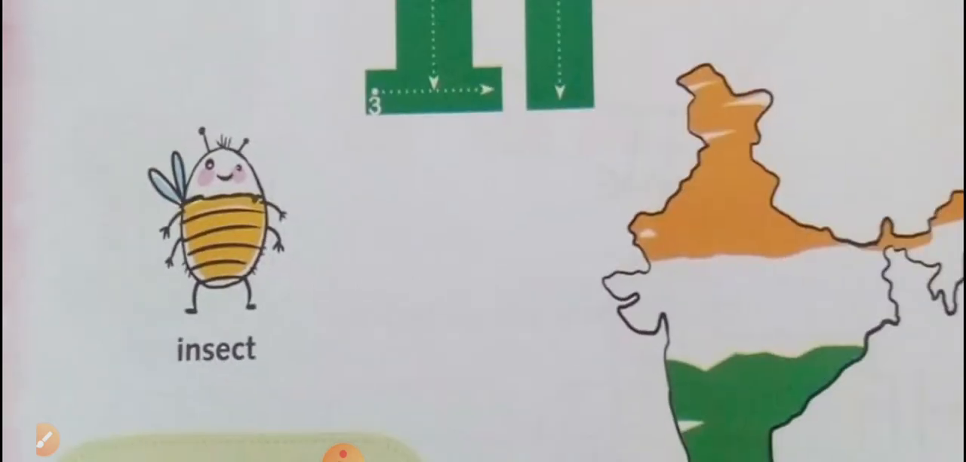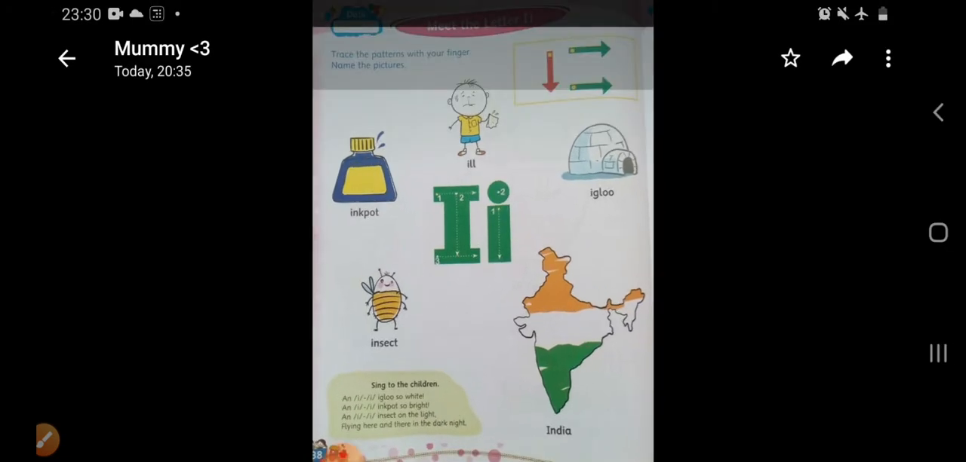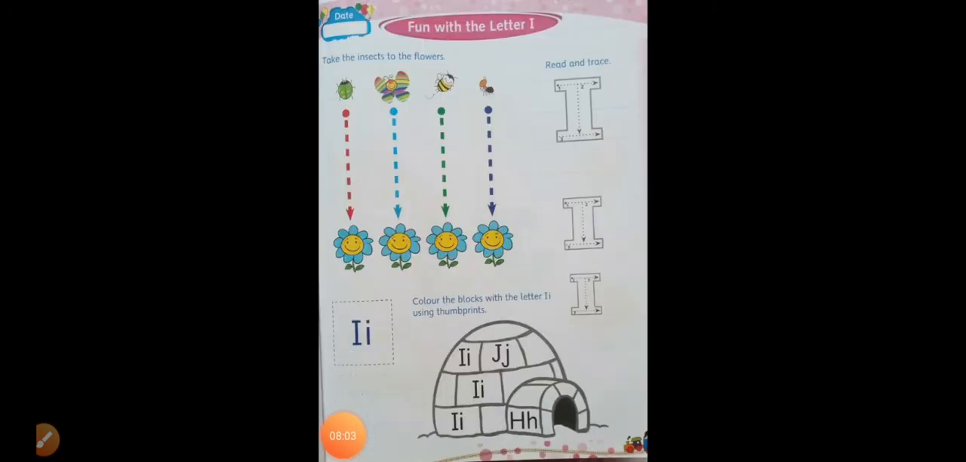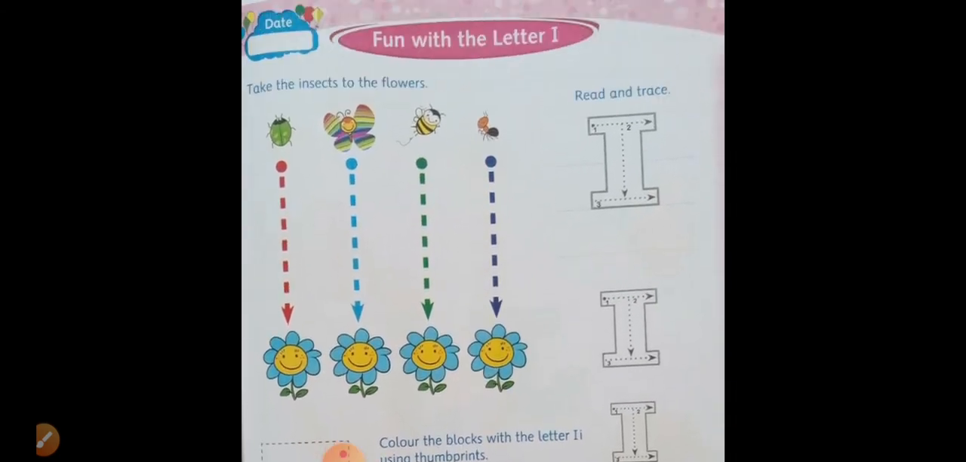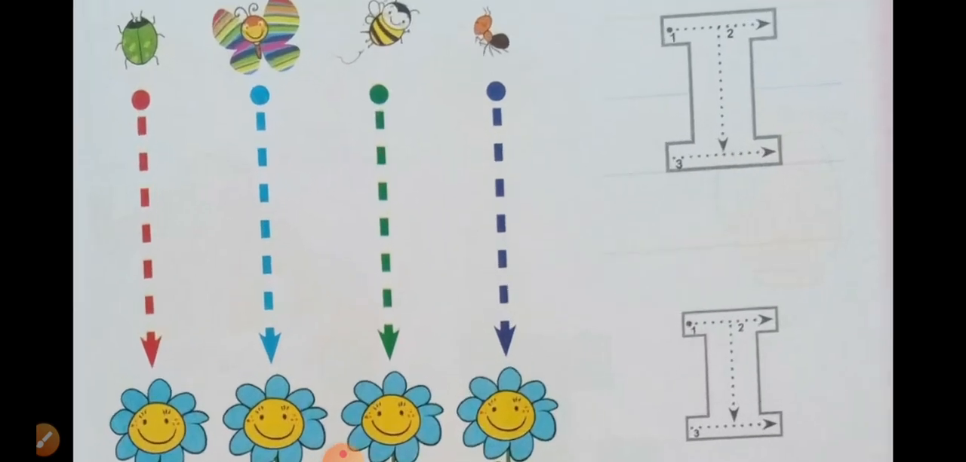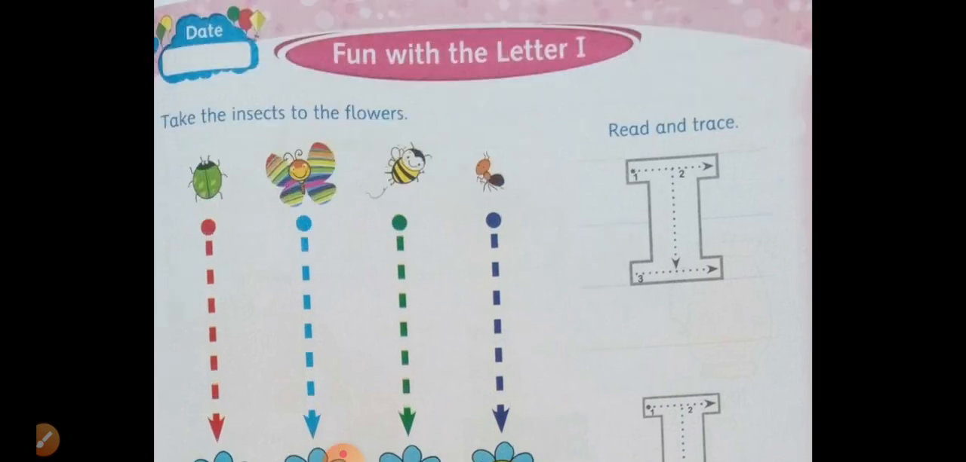Insects. Okay, say insects. Very good. Okay, now we are moving to another. So children, this is the next page in your English book, and here we are going to have some fun. Yes, see, so many insects are here.